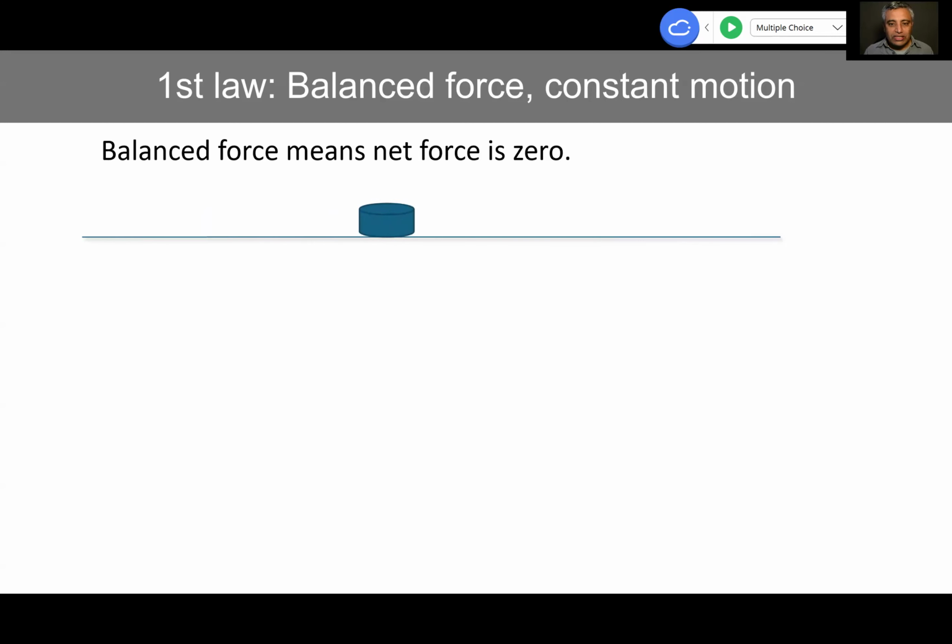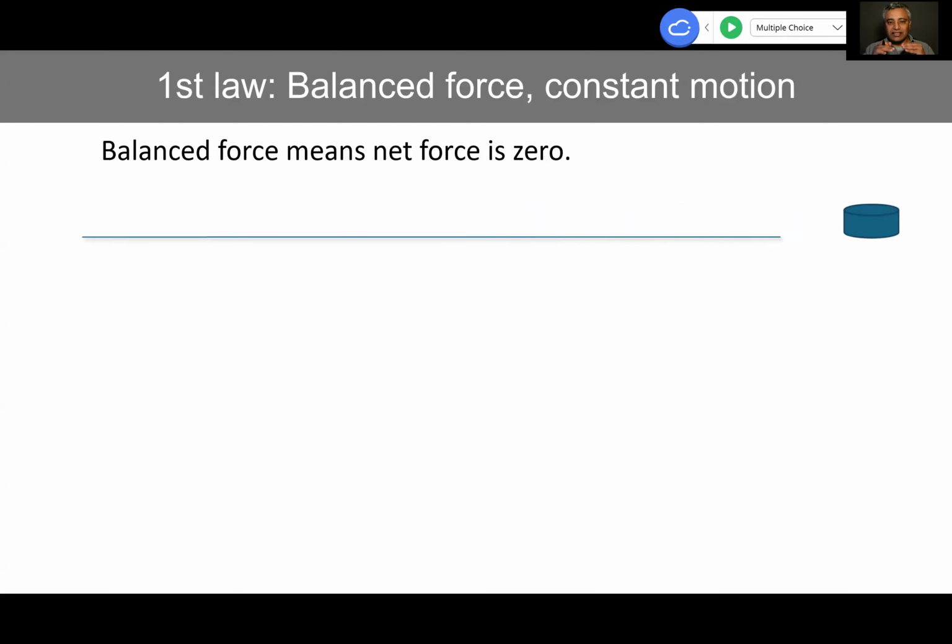An object in motion remains in motion in the same direction, and an object at rest remains at rest, okay? So that's Newton's first law. This tendency of keeping the same state is called inertia. And inertia depends on the mass of the object. The larger the mass, the larger the inertia, okay?